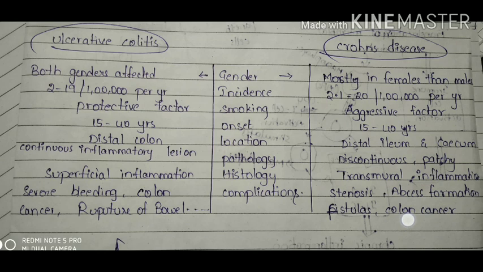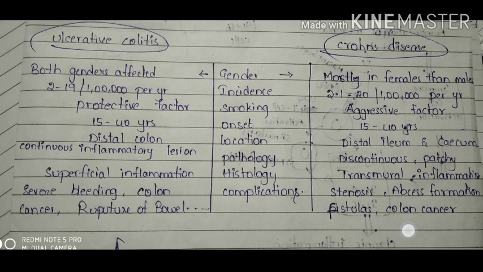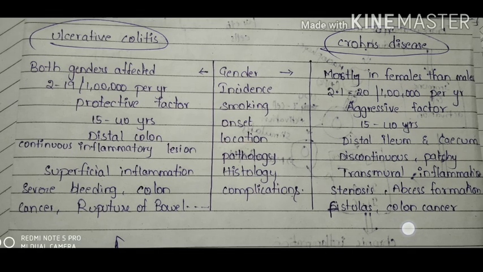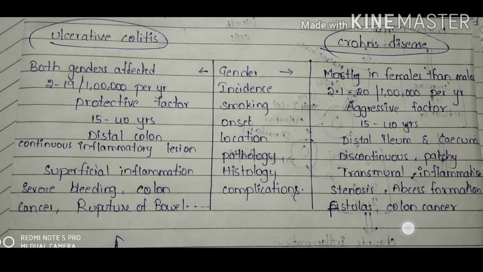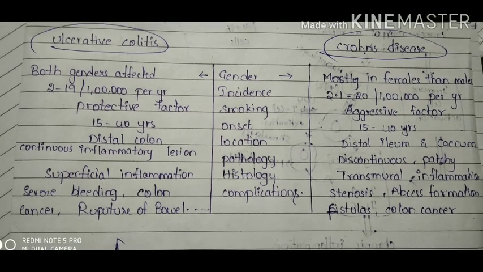And if we go for the complications, we can see severe bleeding, colon cancer and rupture of bowel in ulcerative colitis, and in Crohn's disease we can observe stenosis, abscess formation, fistulas and colon cancer. This is about the slight differences or similarities that we are seeing in IBD.